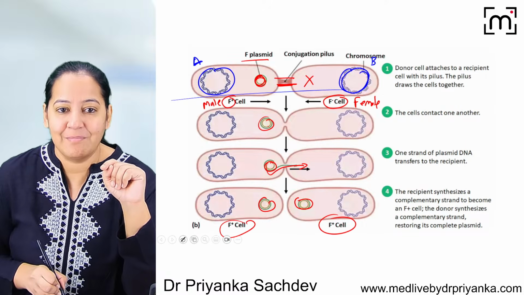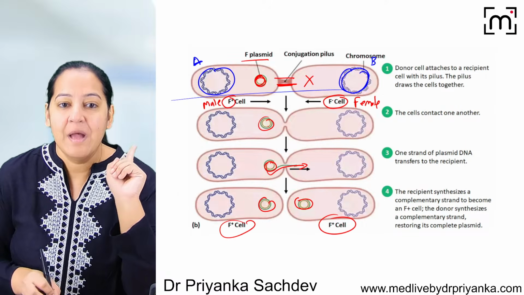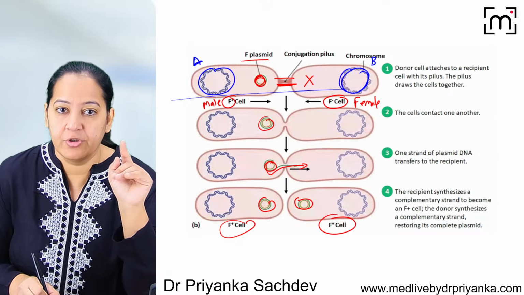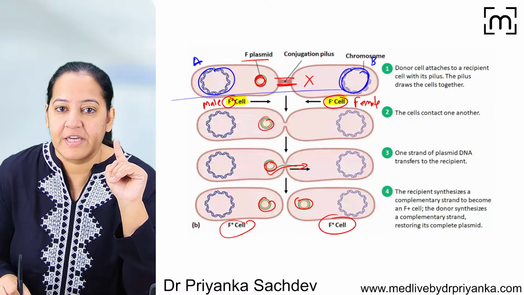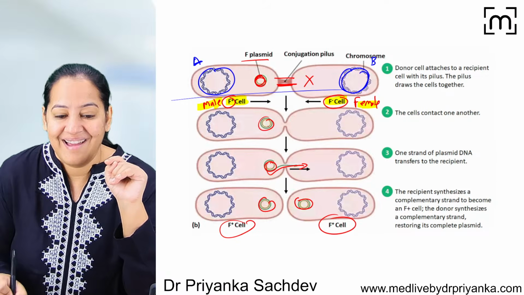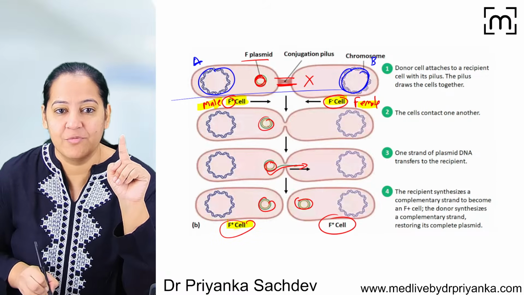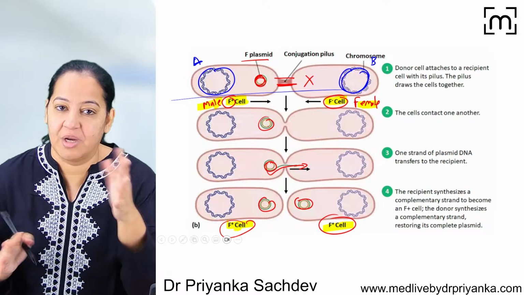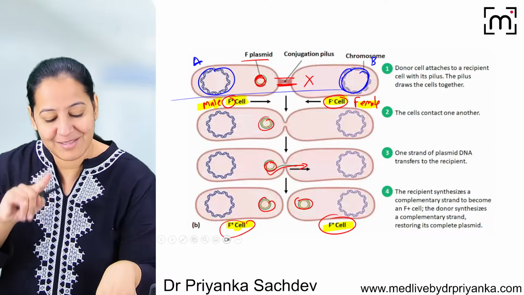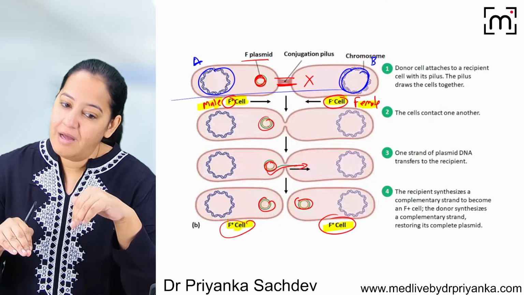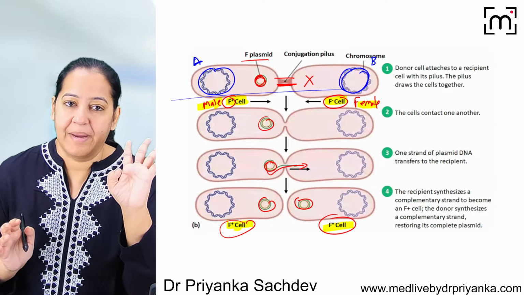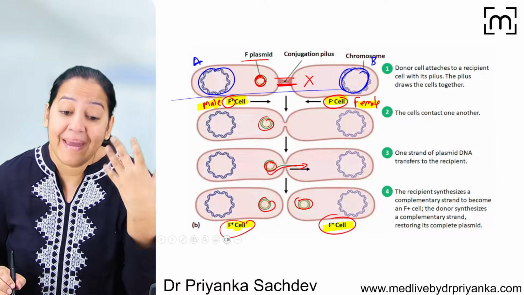My point is that when we start the conjugation, one is F positive, one is F negative. That is, one is male, one is female. At the end of the process, both are F positive, both become males. So after the sexduction, after conjugation, both become male. So conjugation is providing maleness.